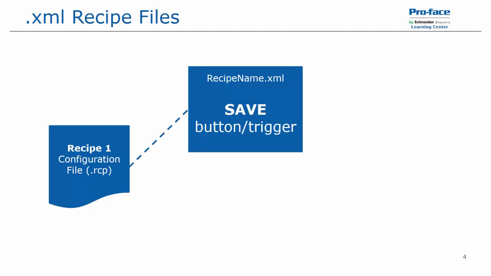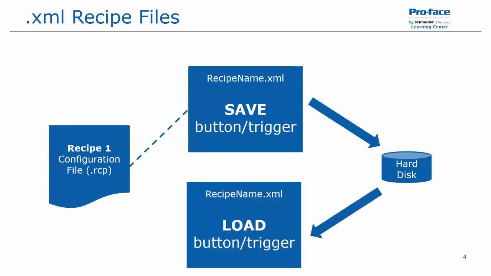Then with a save button or trigger on a screen or through a script, you would save the recipe with a name, then the .xml format, and then that would be written to the hard disk. And then via a load button or trigger through the application, that same data would come in under the same recipe name and be loaded back into the recipe configuration file.